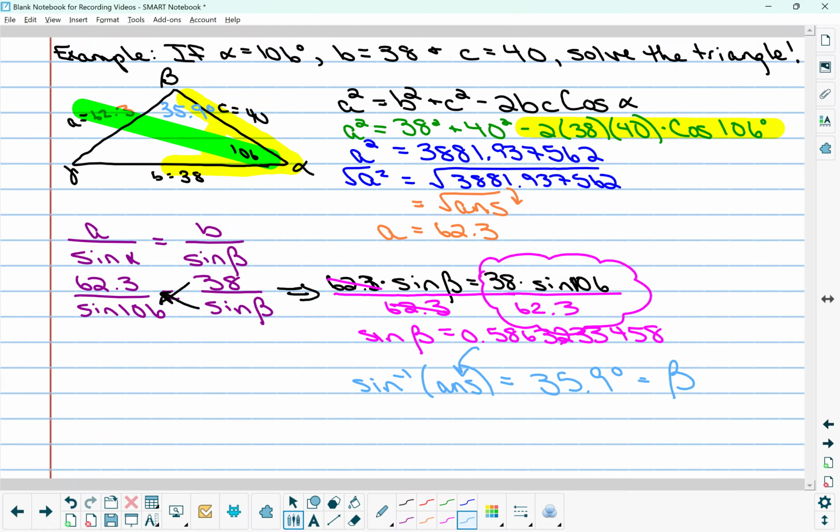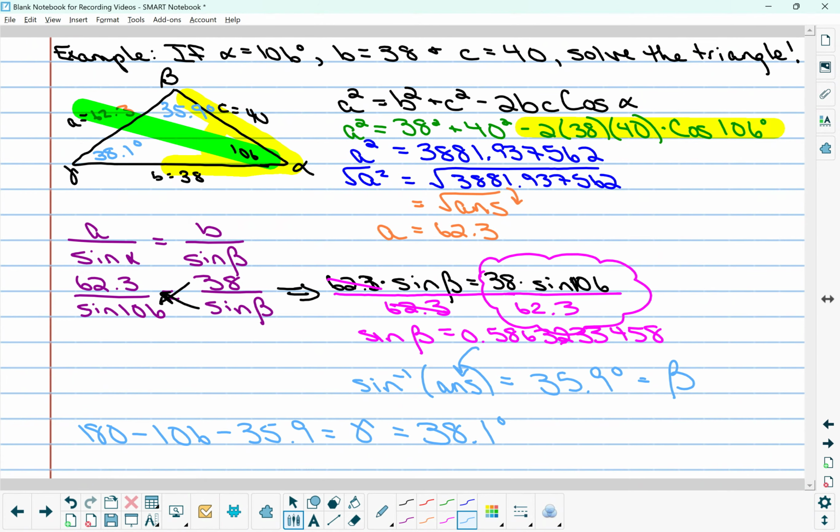And now all you have to do is go 180 minus 106 minus 35.9. And that's going to equal gamma, which is 38.1 degrees. Okay, so now we know this guy. We have all three angles and we have all three sides. Okay, so that's how you would do one of those problems.